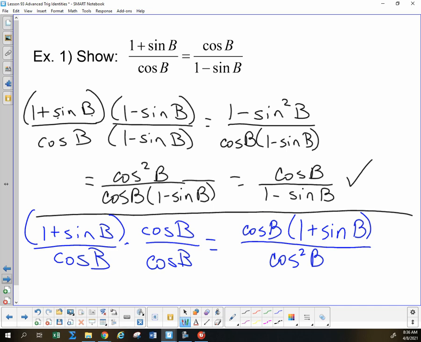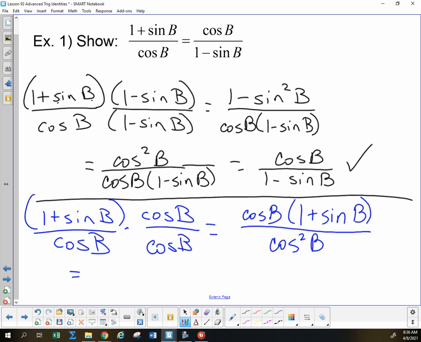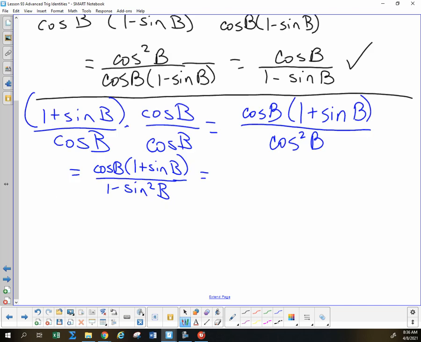Micah, you got an idea? Okay, let's give that a try. Sounds good to me. So we're going to change that denominator to 1 minus sine squared of b, and we'll still keep the cosine b that we want in the numerator, and we've still got that 1 plus sine b along there. Now what? Charlotte, you have an idea? Yeah, that denominator is a difference of squares, so let's just factor it.